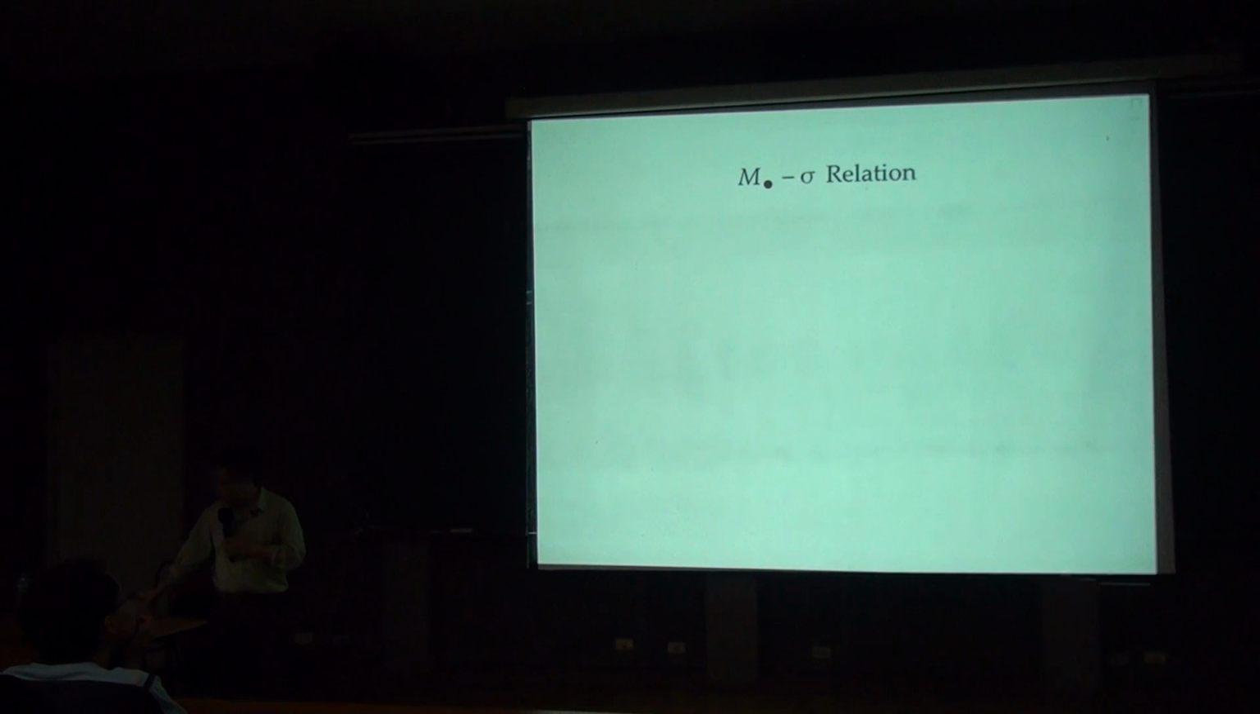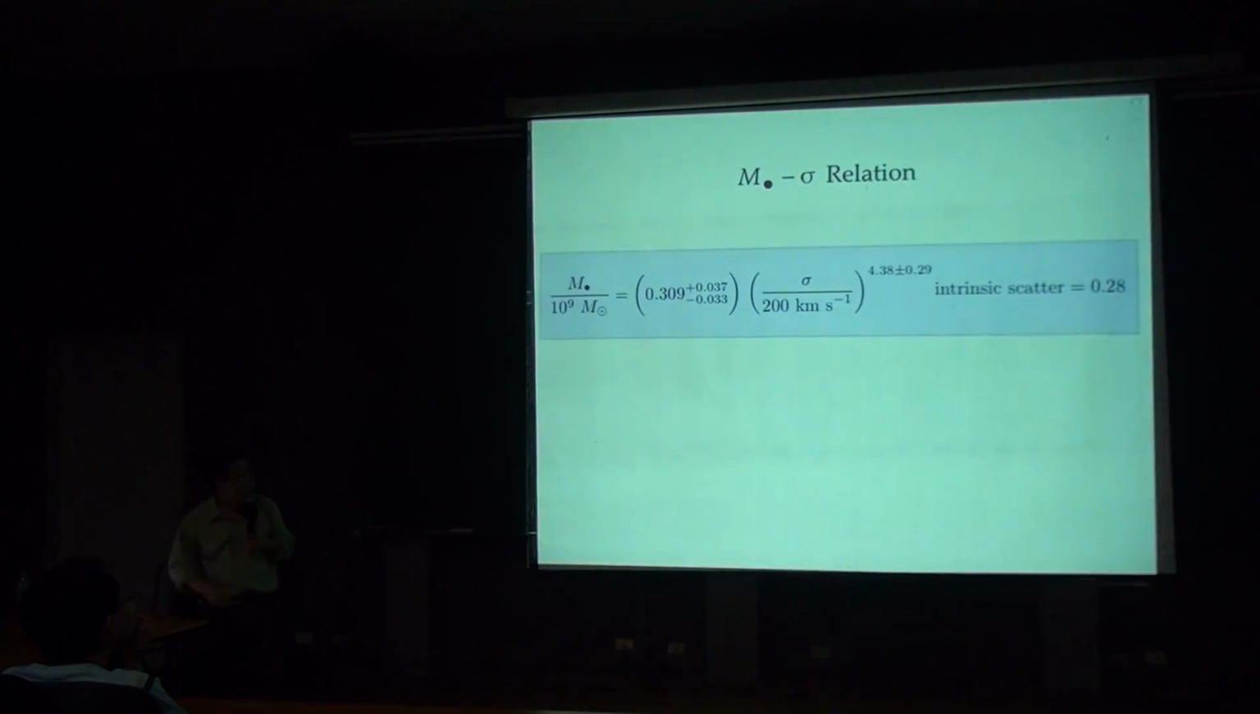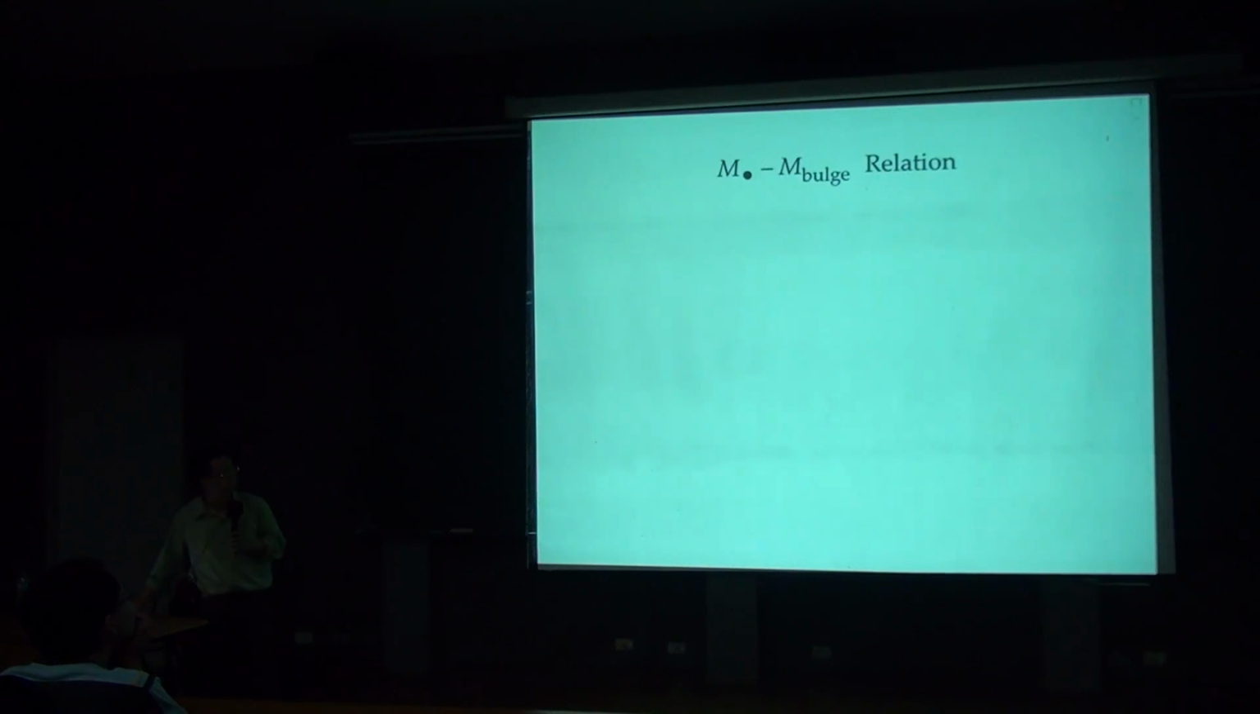Going back to this infamous M-sigma relation, the slope is still 4, well, a little bit larger than 4. The intrinsic scatter is just less than 0.3 dex. The more dramatic revision comes from looking at the correlation between black hole mass and bulge mass. Okay, remember the so-called Magorrian relation.